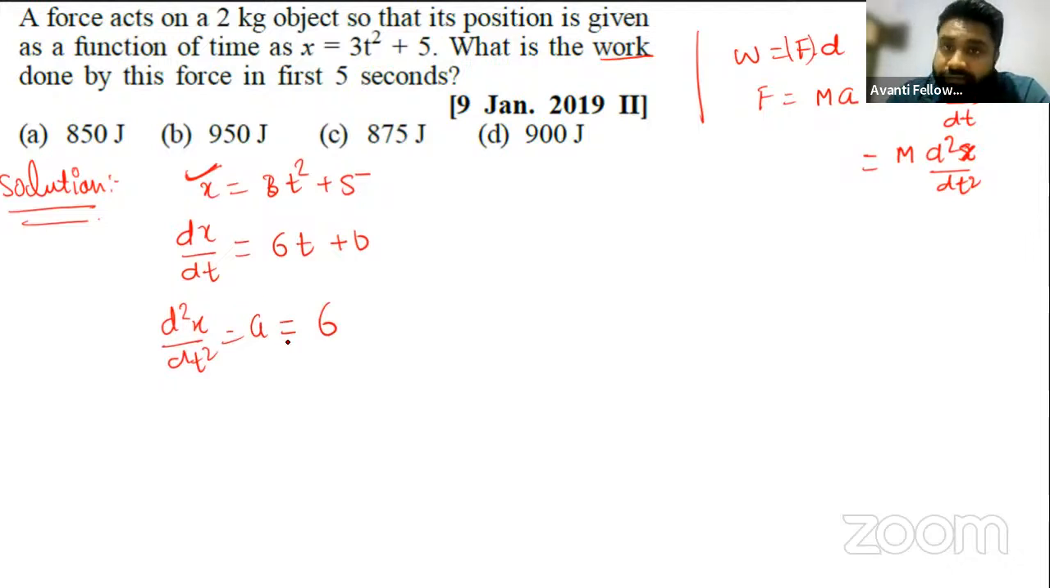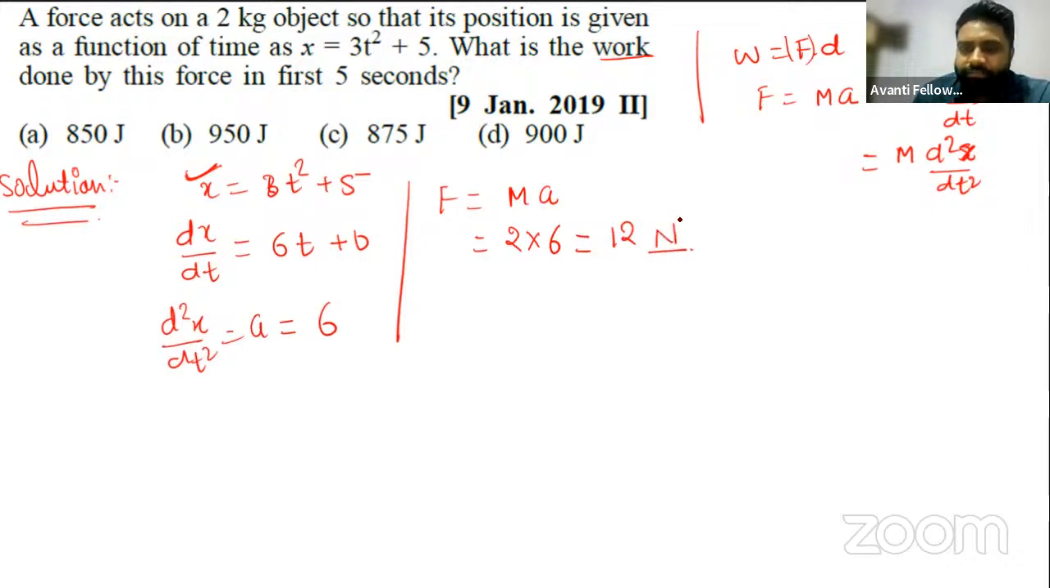If the acceleration is constant, which means the force is also constant. Okay. So you can calculate the force is equals to mass into acceleration. What is mass? Mass is 2 kg, acceleration is 6. So you have 12 Newton, the force is acting. Suppose if this final expression of acceleration is also variable, then you have to calculate the value of f at t is equals to 5 because it is a variable quantity. But here the acceleration is fixed, so the force will also be fixed.